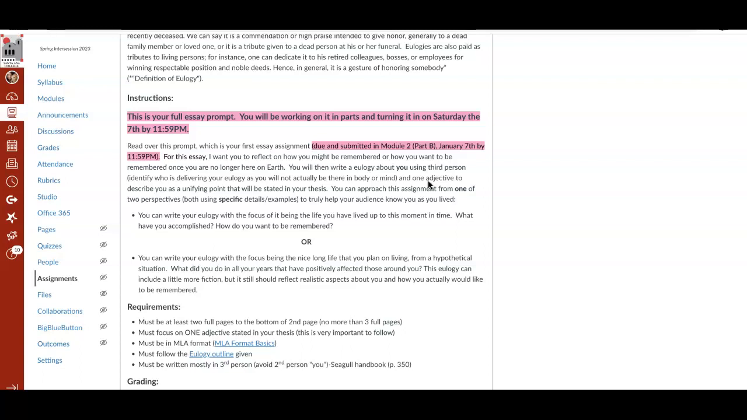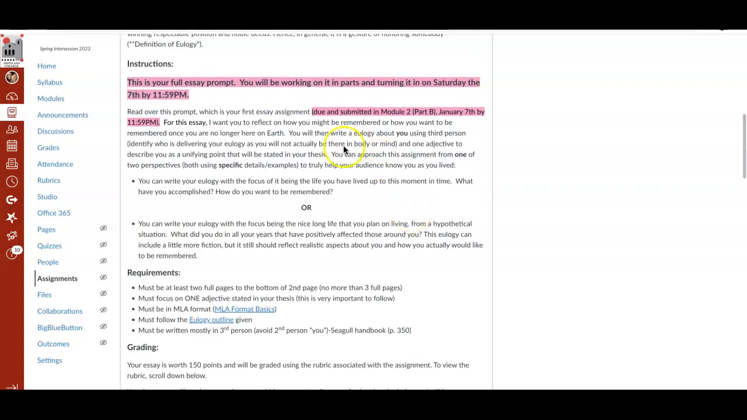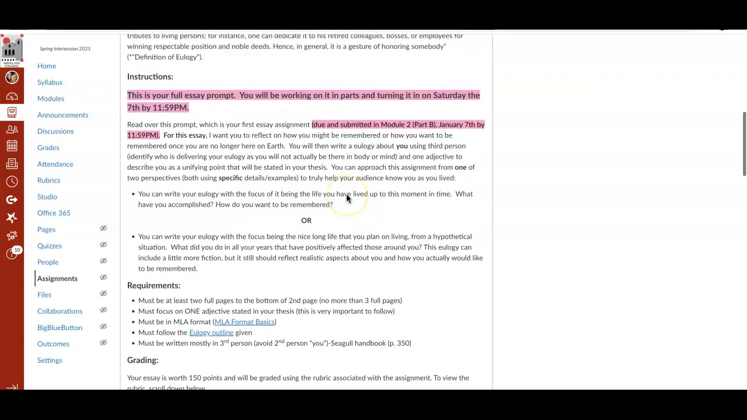In your discussion board that's due tomorrow, I asked you to pick a positive personality trait and give a specific example showing you using that trait. This is similar, it's just a longer version. So you're going to pick one adjective. Yes, I know you are many adjectives and fulfill many different qualities. However, for the assignment's purpose and focus, I want one adjective. Then you're going to focus your eulogy around that adjective.